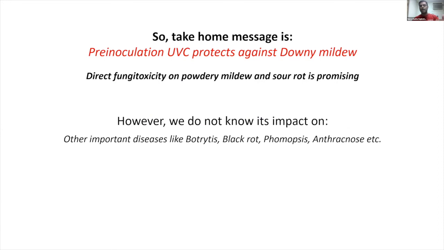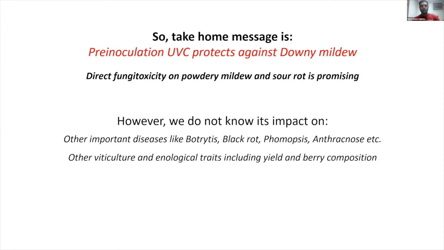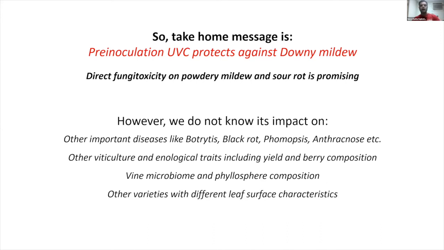We don't know how this impacts other diseases like botrytis, black rot, phomopsis, anthracnose. Those are important diseases in different locations. We don't know how it impacts enological traits like yield and berry chemistry or berry composition. We don't know how it impacts the phyllosphere composition and microbiota. If fungicide changes the microbiota, it's not surprising if the UV changes it as well. And we don't know how it impacts other varieties of grapes, as well as different plants, or whether the UVC induces some sort of resistance.